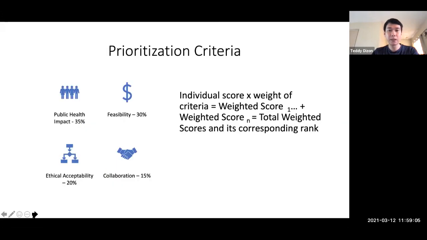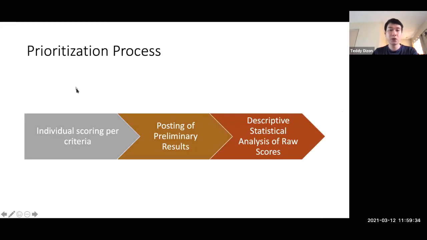So with that, again, we will use the individual score and the weight and multiply it with the weighted criteria, so we can come up with the weighted score of everyone and the total weighted score of every criteria, and every research agenda that you gave a score will be ranked, and EVHRDC will disseminate the results. So our process is we do individual scoring per criteria, posting of the preliminary results, which we share for transparency and accountability purposes, and then descriptive statistics will be done by us so that we can compute everything.